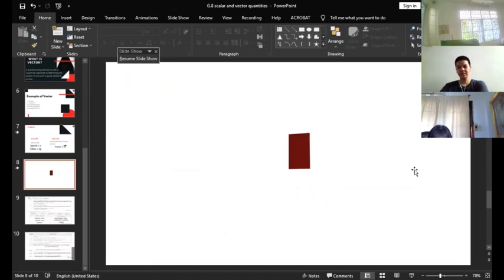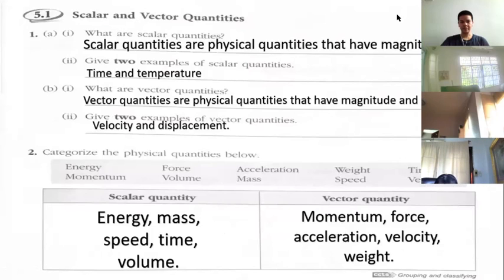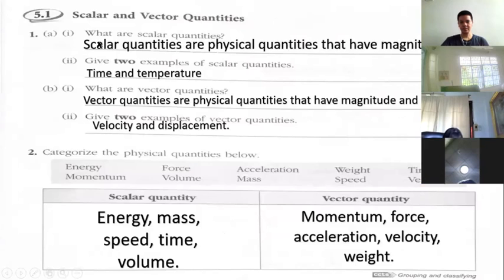Understand? Yes. Okay, so let's get your books and let's answer this page 57. 5.1. The first question is what? Who can tell me what is the first question? Can you please read? What are scalar quantities? Scalar quantities are physical quantities that have only magnitude.